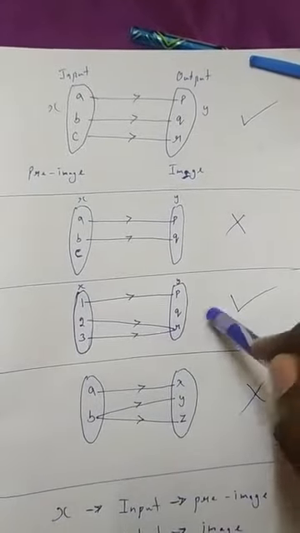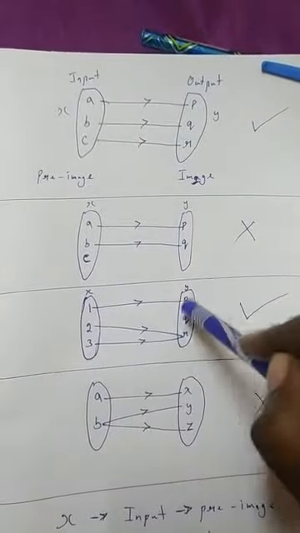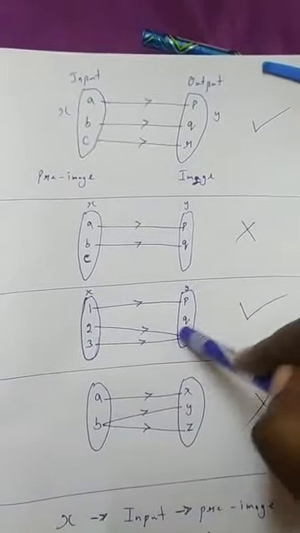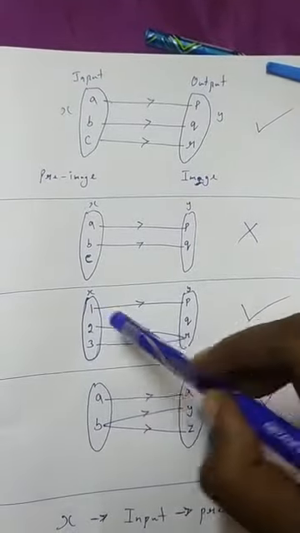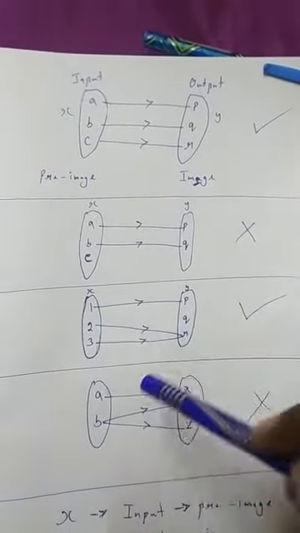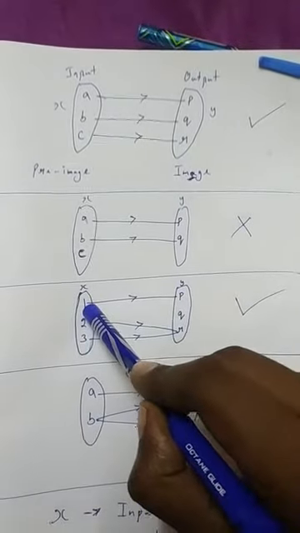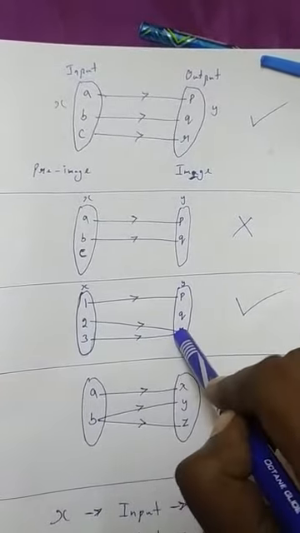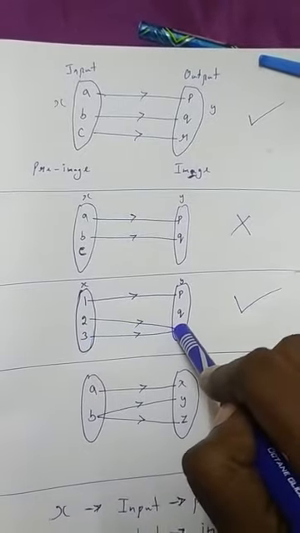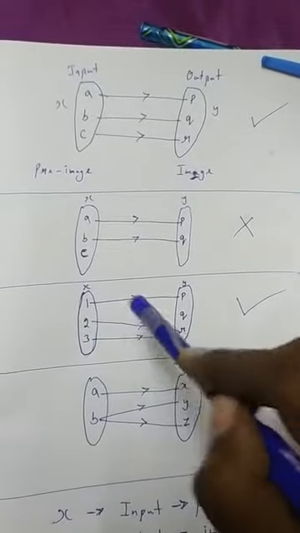So next example, 1, 2, 3, P, Q. This is the domain. These are images, right? Now, first condition, all the elements in the domain must have image. Let's check 1. Yes, this has an image. 2, it also has an image. 3, it also has an image.